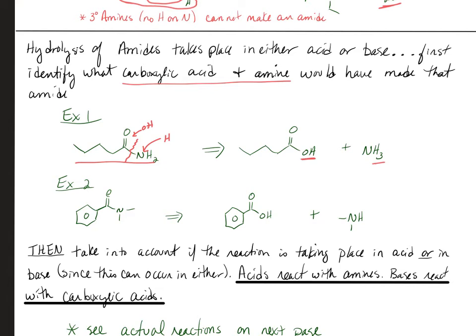Or we can do that with something more complex that has stuff on the nitrogen. It doesn't matter what's attached; we're just adding a hydrogen to the nitrogen. So we're going to cut this open. This side ends up with an OH, and this side, the nitrogen part, ends up with a hydrogen. So we make a carboxylic acid and we make an amine.